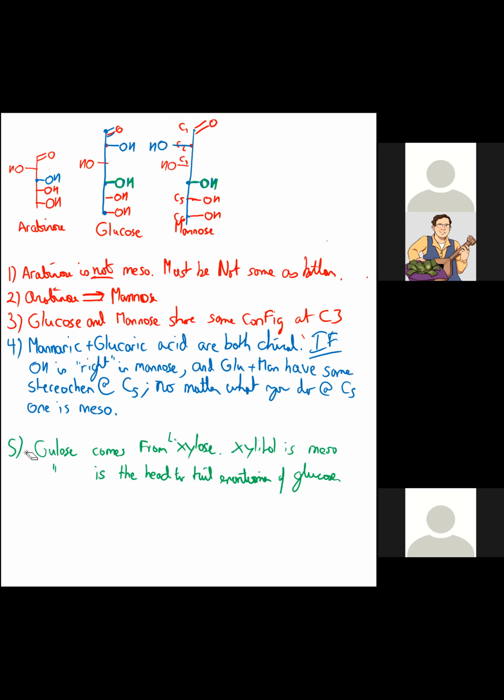You know what? I'm actually going to leave that as an exercise. That's the clue of how to work through this. Glucose comes from xylose. Xylitol is meso. That means glucose has to be the head to tail enantiomer of glucose. And so if you take a look at glucose and you try and assign that to the other side, you'll see that that will fail. I'm going to leave that as an exercise. We'll take that up next class.